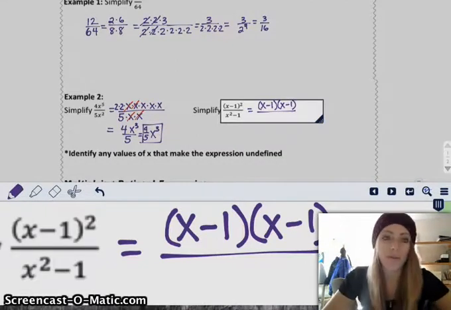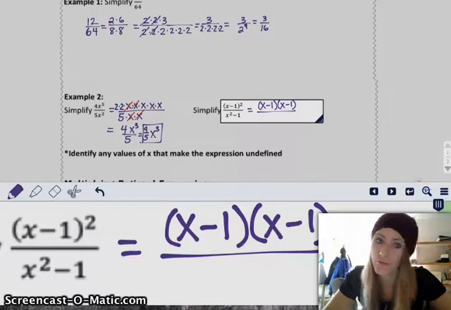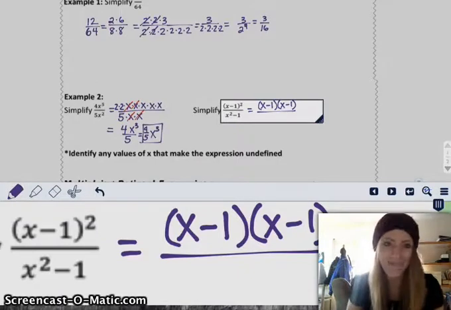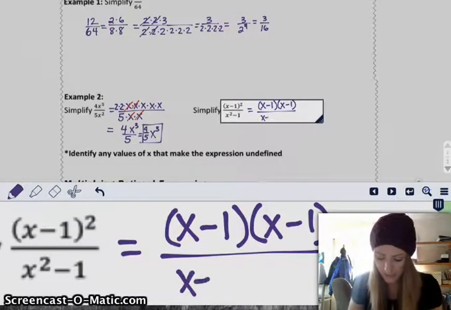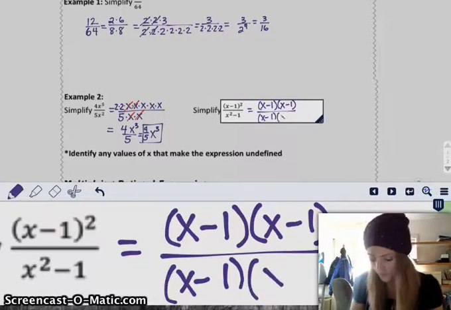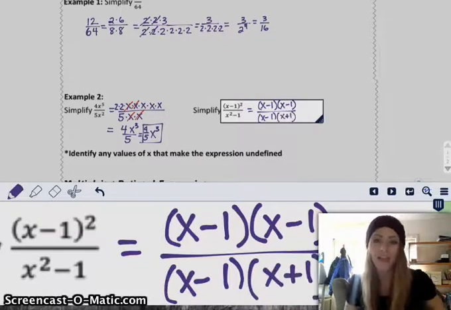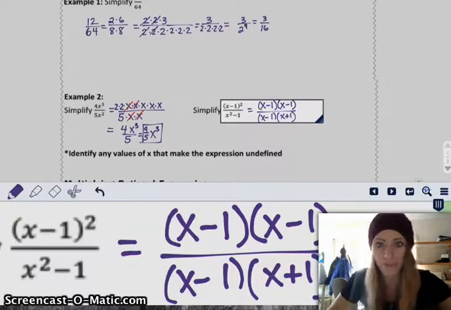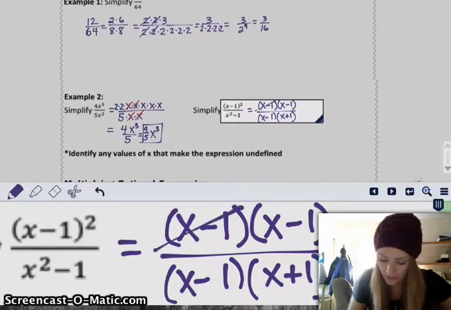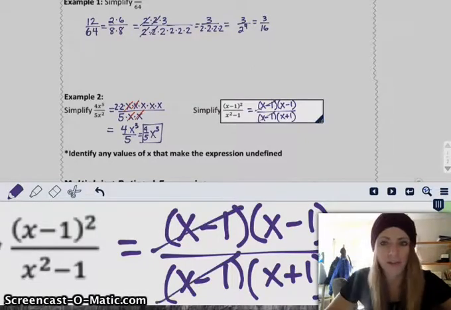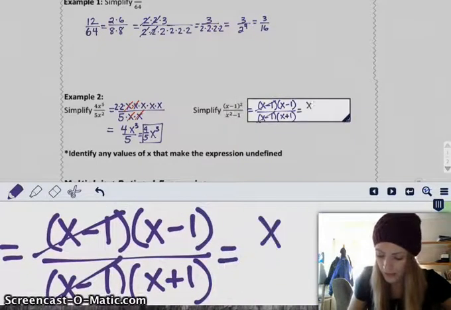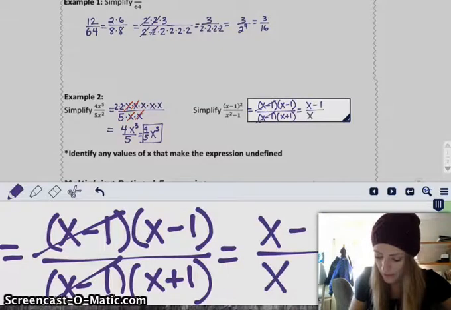And then x squared minus 1, that's a difference of perfect squares. You remember how to factor that? Hopefully you do. That is x minus 1 times x plus 1. And then you can cancel out any factors, because look, you only have multiplication and division. So I can cross out an x minus 1 and an x minus 1. And I'm left with x minus 1 over x plus 1.